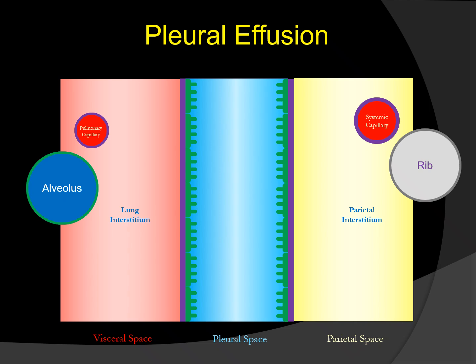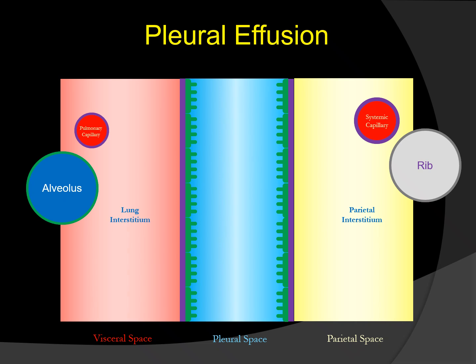So let's continue our discussion with a review of the anatomy and physiology of normal pleural fluid production to allow us to better understand where things could go wrong. As I mentioned earlier, the pleural cavity is a potential space, pictured here in blue, sandwiched between the visceral and parietal pleural surfaces. On the lung side of the pleura, shown on the left, surrounding the alveolus and pulmonary capillaries, is the lung interstitium, which is shown in red.